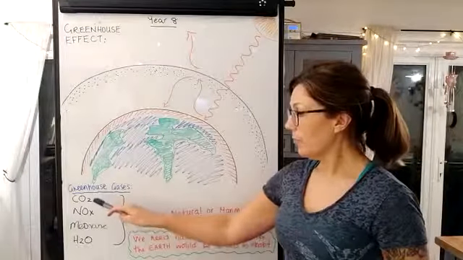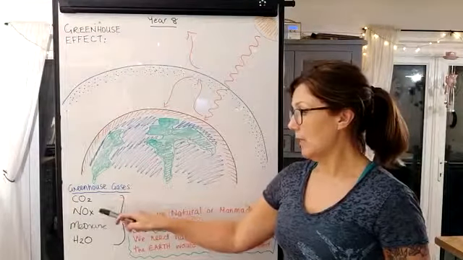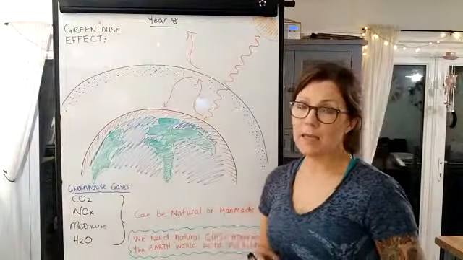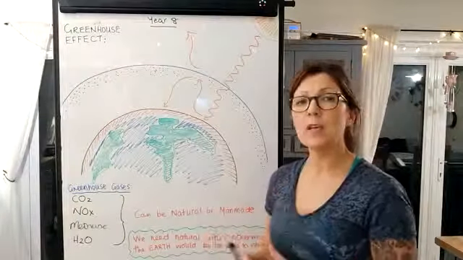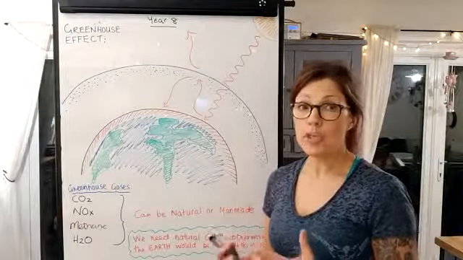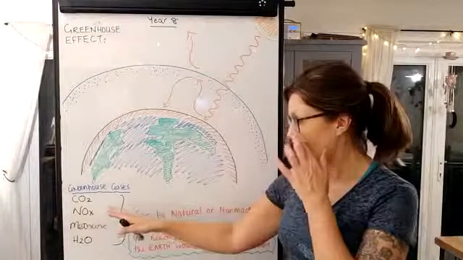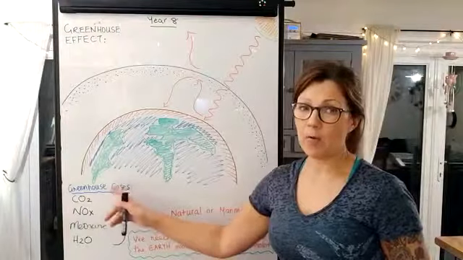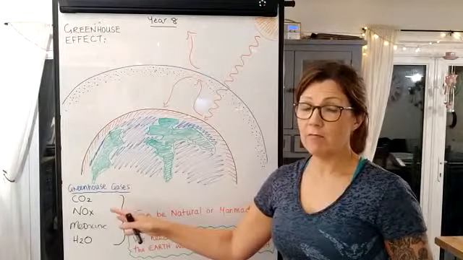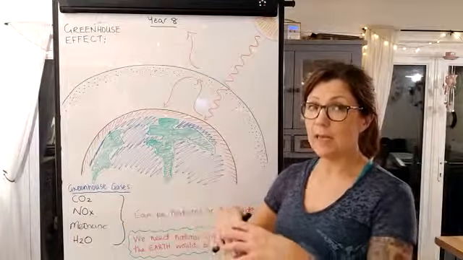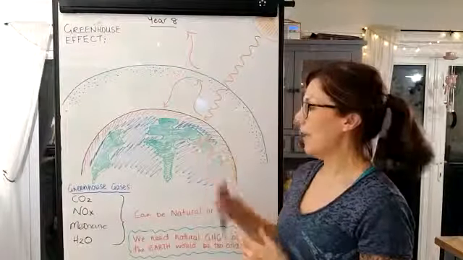Now, nitrous oxide and methane, they are two very, very potent greenhouse gases, and although carbon dioxide is the most common of these three, it's actually nitrous oxide and methane that do the most damage, because they can hold up to about 200 times more heat than carbon dioxide can. So methane and nitrous oxide, although they're not in the same amounts as carbon dioxide, are really important in increasing the greenhouse effect.